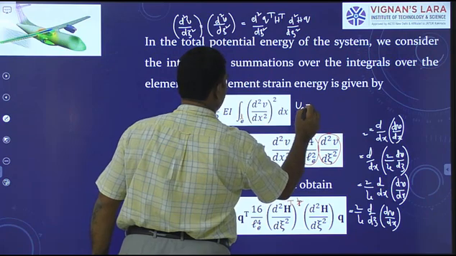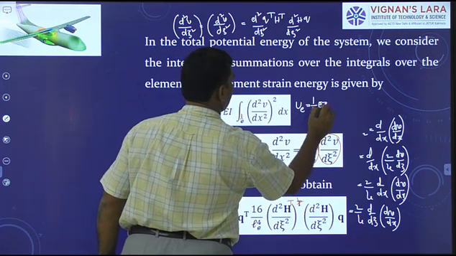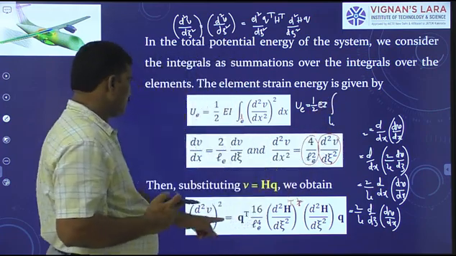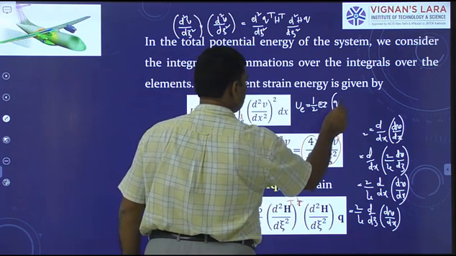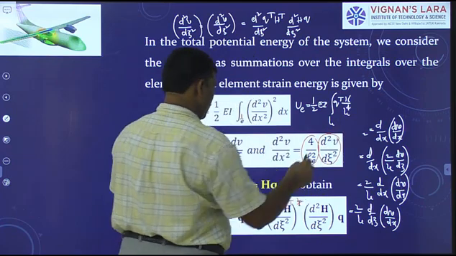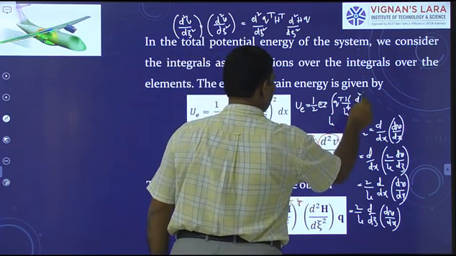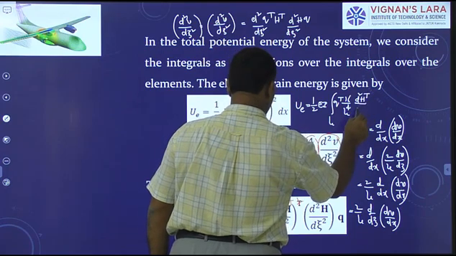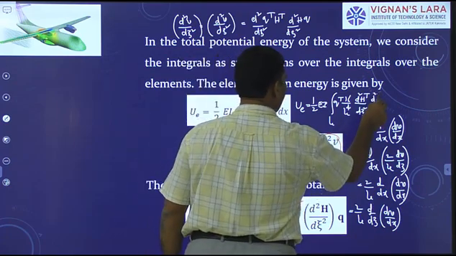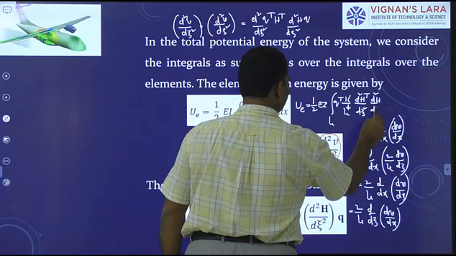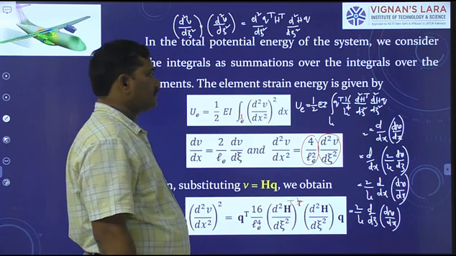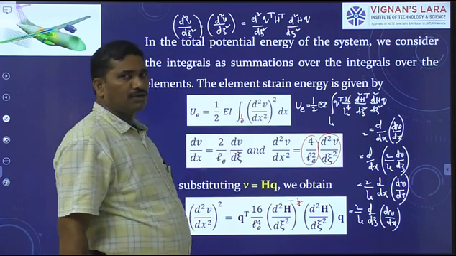UE equals 1 by 2 into EI into integral over the length of the element. Now, Q transpose into 16 by LE to the power of 4 into D square H transpose by D J square into D square H by D J square into Q into dx. In place of dx, what can you write?